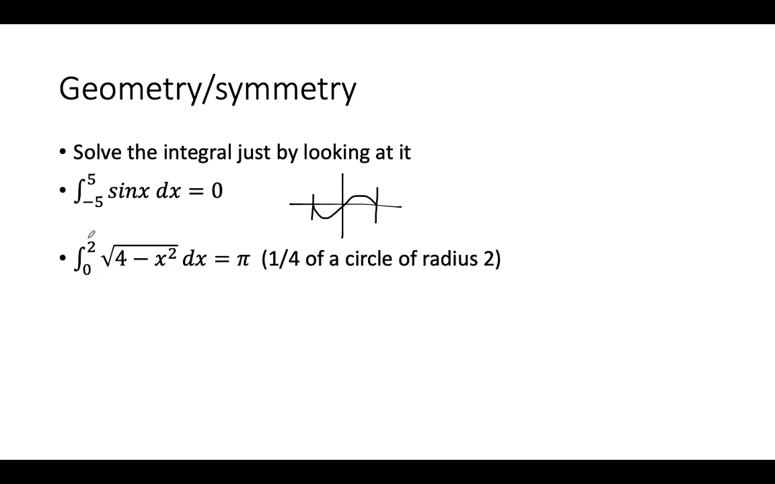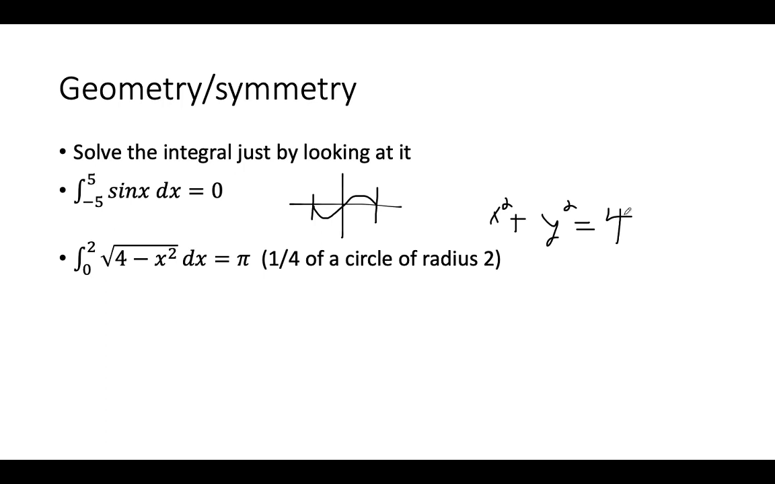Next one, the integral from 0 to 2 of square root of 4 minus x squared dx. Well, the square root of 4 minus x squared, you may be familiar with the expression x squared plus y squared equals 4. This is the equation of a circle of radius 2 centered at the origin, right? And you can see that this is just the integral. You can rewrite this thing here. This is just the integral of y, right?